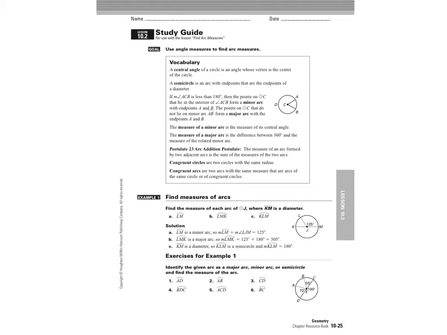So all of these examples, they're perfectly good to use. This would be perfect. Same thing here. I'm not going to ask you to identify whether it's a minor arc, a major arc, or a semicircle arc. We did that on the quiz. But you will have to find the measure of the arc.